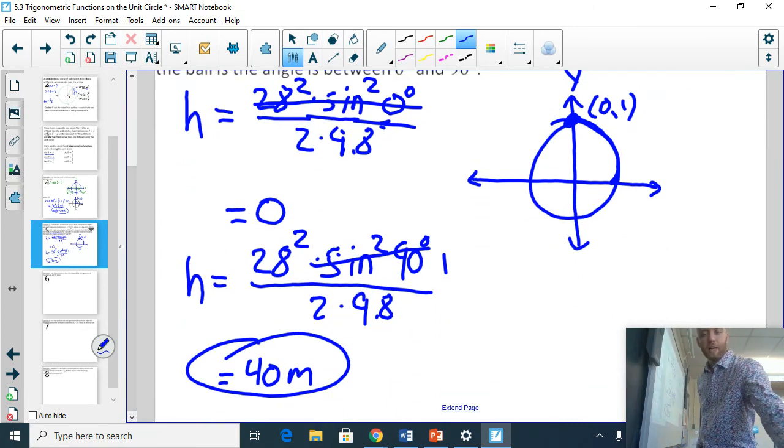And that will end it for our first part of 5.3. The next one will get a little more involved with the unit circle.